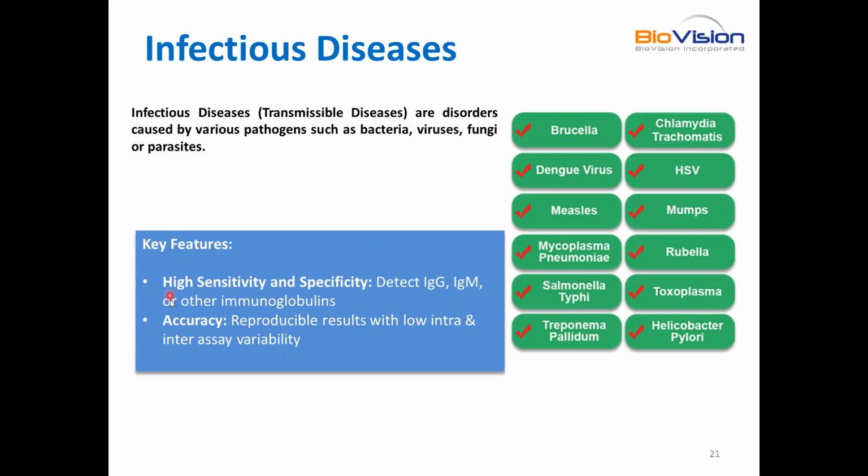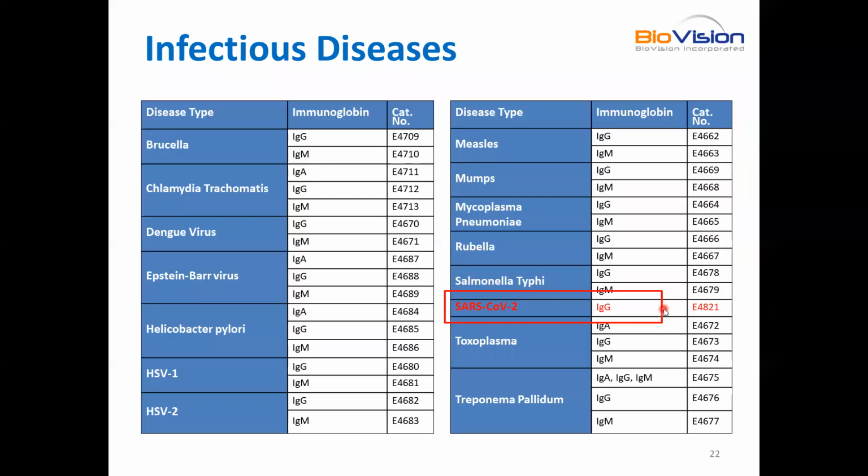Some of the key features of these ELISA kits are that they have high sensitivity. They can detect IgG, IgM, and other immunoglobulins in the samples, and they are very useful in detecting antibodies induced by these infectious diseases in response to the host immune system. So this is the list of ELISA kits available for detection of various immunoglobulins in different diseases.